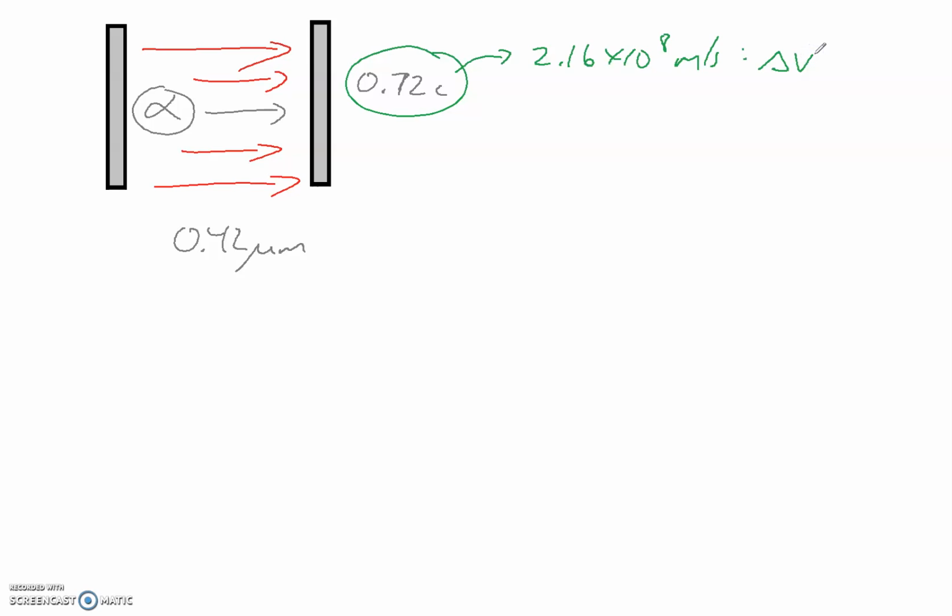Of course, we could just cut that in half to get our average v. So our average v would just be half of that, 1.08 times 10 to the 8 meters per second, and that could come in handy.